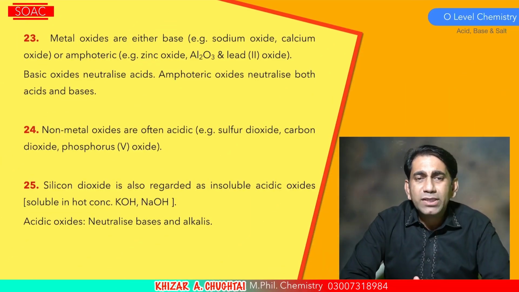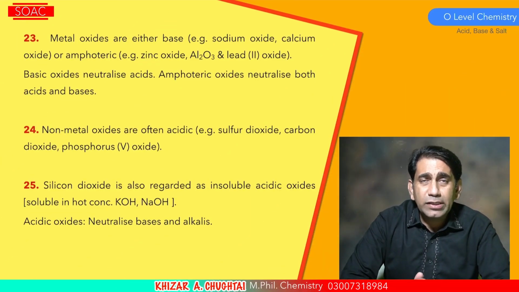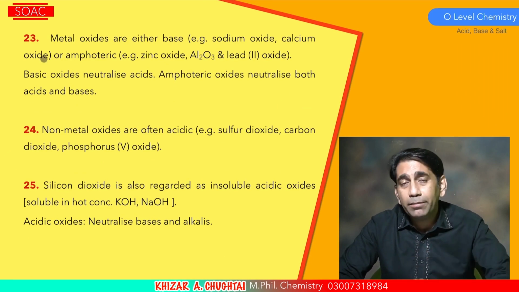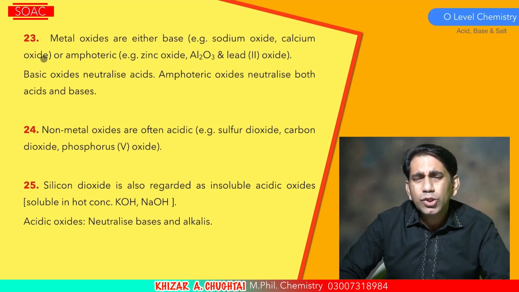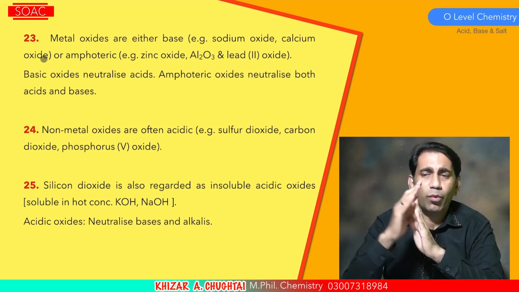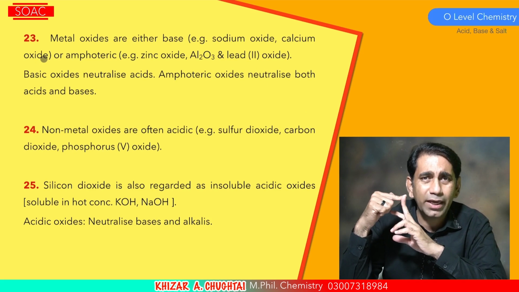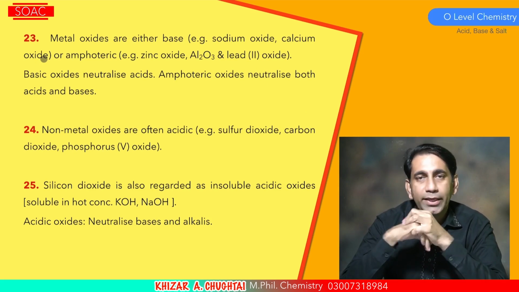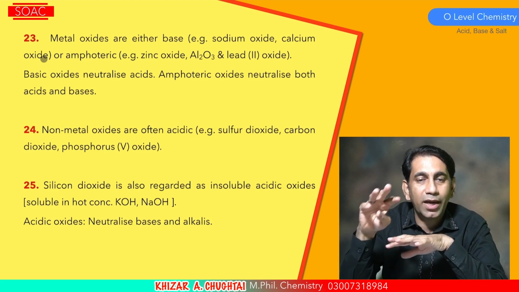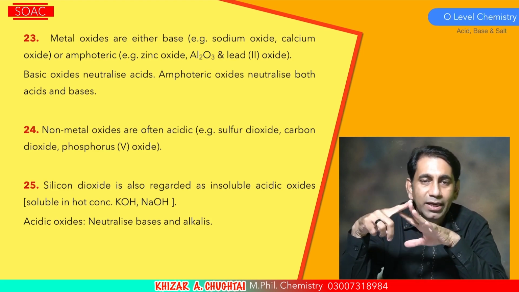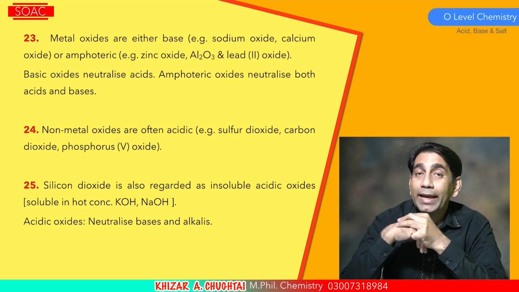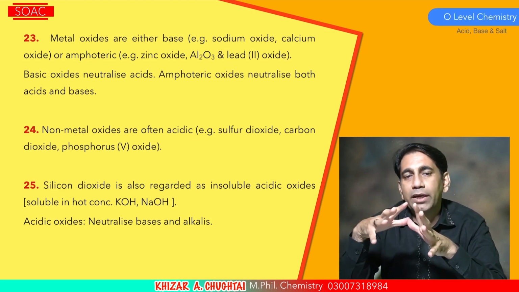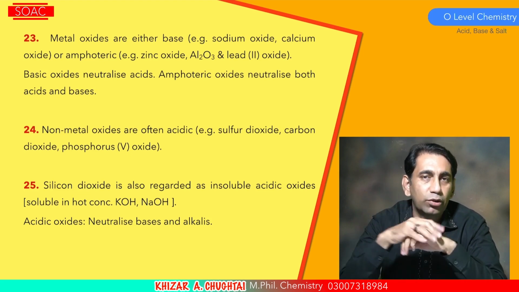Next one, metal oxides are either bases, for example sodium oxide, calcium oxide, or sometimes they are said to be amphoteric oxides. So metal oxides are of 2 types. Number 1, it may be a basic oxide or it may be an amphoteric oxide. Only 3 oxides are amphoteric in your syllabus: zinc oxide, aluminium oxide, and lead(II) oxide. Except these oxides, all metal oxides are just basic oxides.